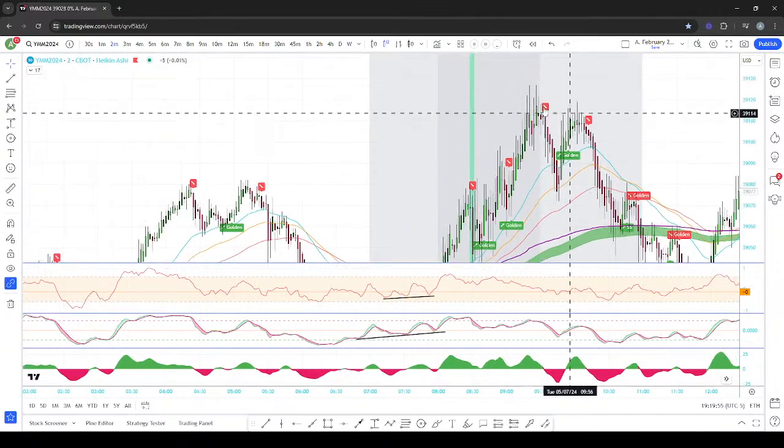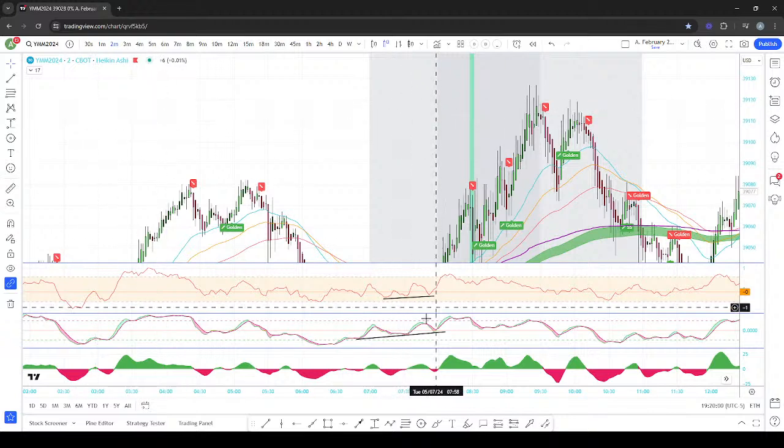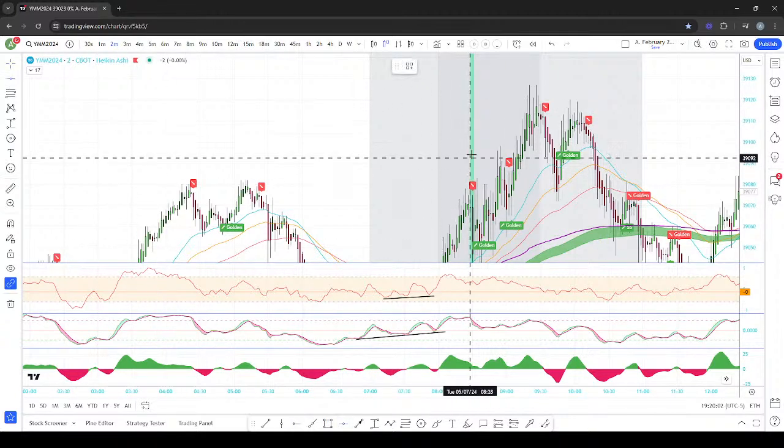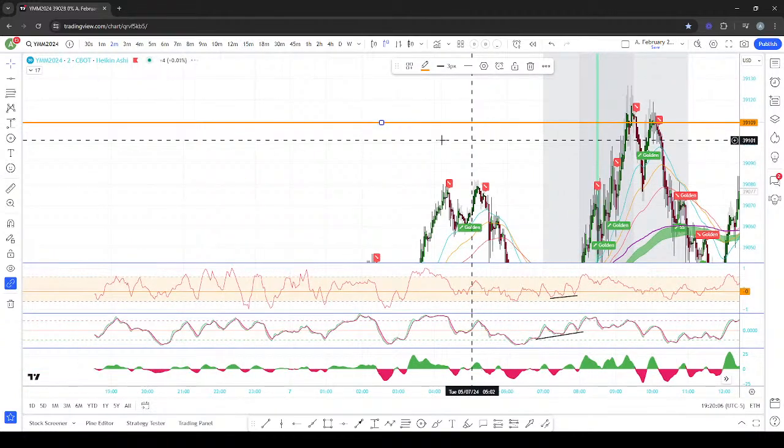So even pushing up to here, off to the left somewhere, there is a nice zone that's making price stop right in here.